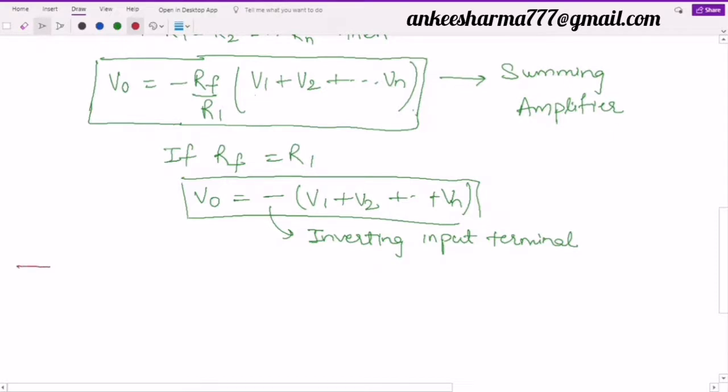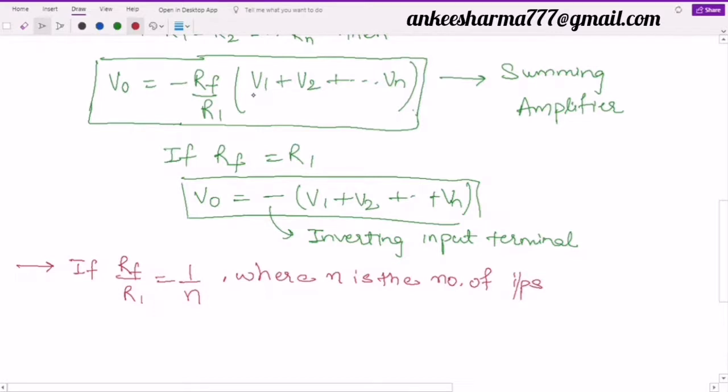So in the case of the averaging amplifier, if Rf by R1 is equal to 1 by n, where n is the number of inputs, then the circuit acts as an averaging amplifier.